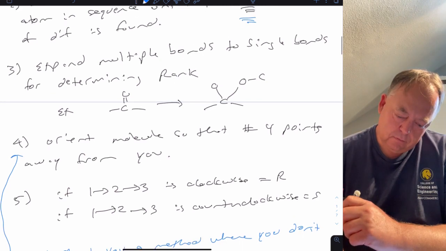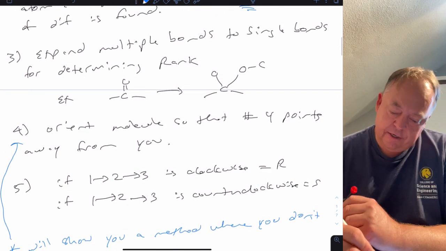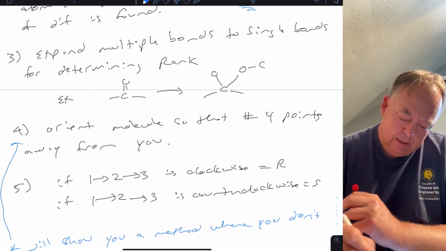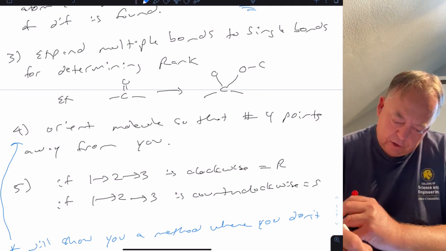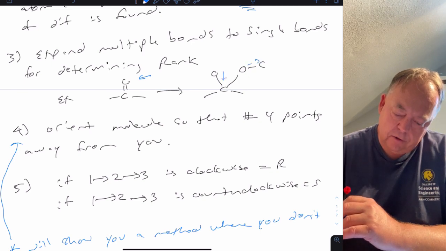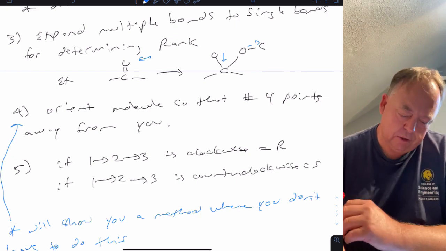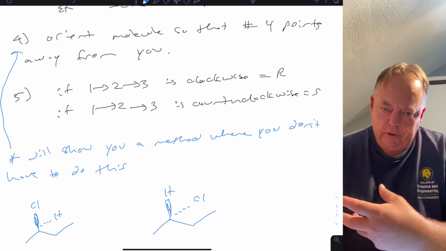If you run into multiple bonds in the sequence, then you're going to expand them out. If we had a carbon-carbon double bond, for example, you would expand it out to two single bonds. The same is true for oxygen, since it's double bonded to carbon: there's one bond to carbon and there's another bond to carbon. So any double bond you expand out to two single bonds. It'll make more sense as we do this.